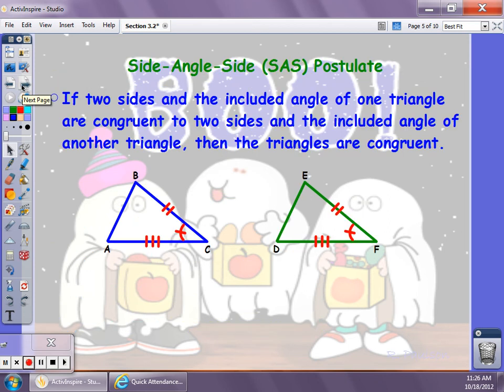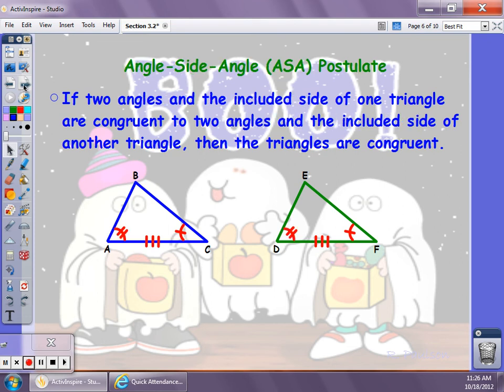Knowing this, we have 2 additional postulates. We have the side-angle-side postulate, again for short, SAS. This states if 2 sides and the included angle of one triangle are congruent to 2 sides and the included angle of another triangle, then the triangles are congruent. And the last postulate that we're going to talk about today is the angle-side-angle postulate, or ASA for short. If 2 angles and the included side of one triangle are congruent to 2 angles and the included side of another triangle, then the triangles are congruent.